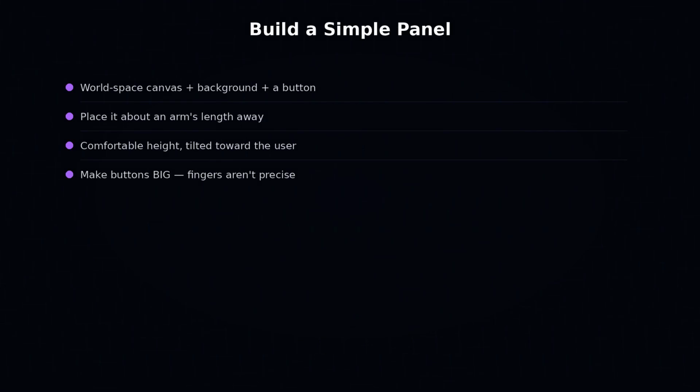Let us build a simple panel. You create a world space canvas, give it a background, and add a button and a label. You place it about an arm's length away, at a comfortable height, tilted slightly toward the user. You size the buttons big, much bigger than on a phone, because fingers are less precise than a mouse. The lab guide has every exact step.